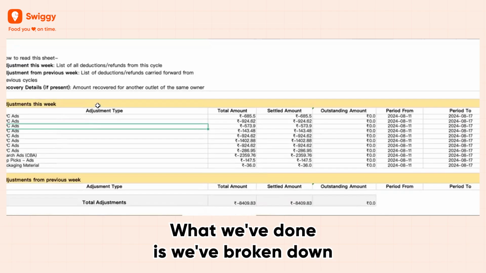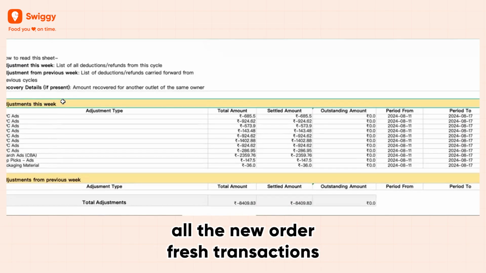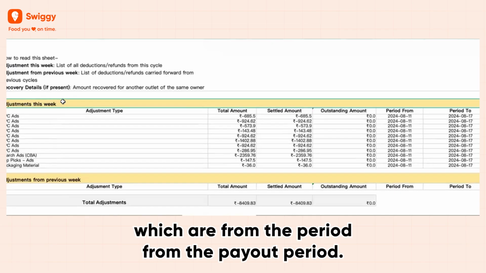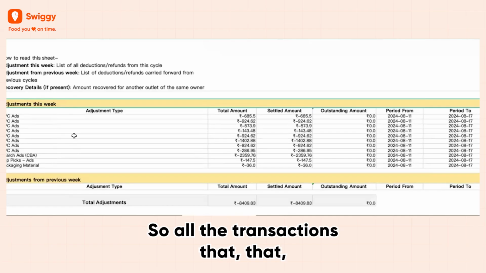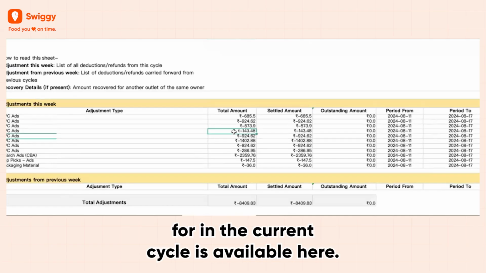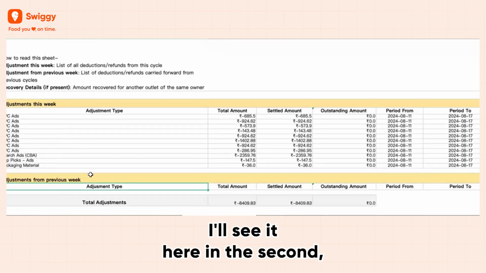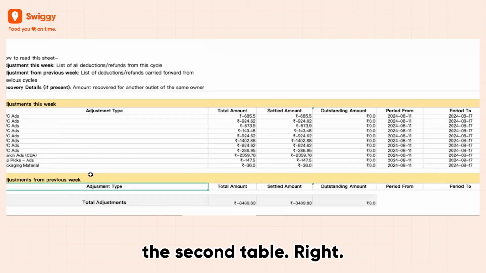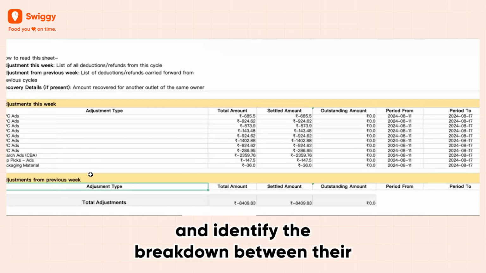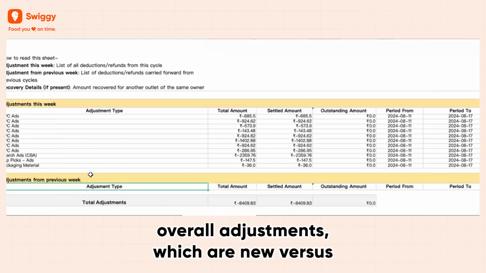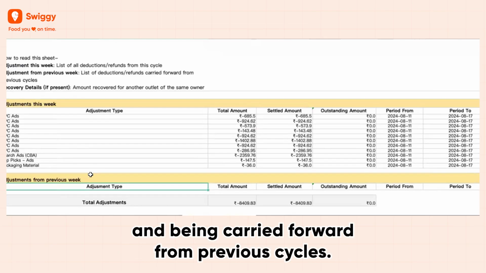Right, what we've done is we've broken down this section into two tables. One table tells me all the new or the fresh transactions which are from the payout period. So all the transactions that I am being billed for in the current cycle are available here. Anything that gets carried forward from the previous cycle, I'll see in the second table. So this is essentially for partners to identify the breakdown between their overall adjustments which are new versus their adjustments which are not new and being carried forward from previous cycles.